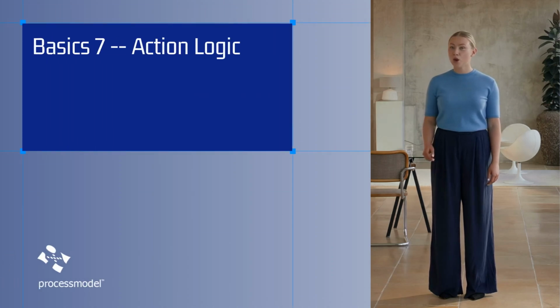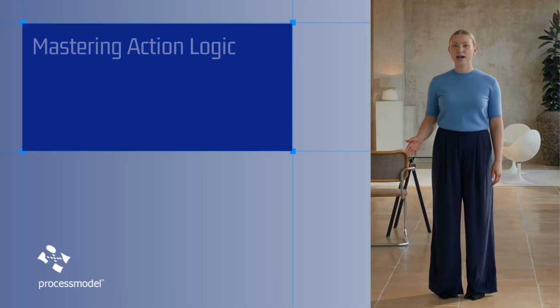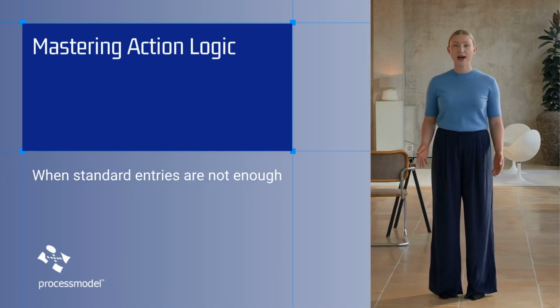Welcome. If you are watching this, you've likely mastered the basics of ProcessModel. You can set up arrivals, define activities, and connect the dots. But sometimes the standard property fields just aren't enough. Real-world processes are complex. They have exceptions, specific resource requirements, and conditional rules. To model that reality, you need to take control. You need action logic.